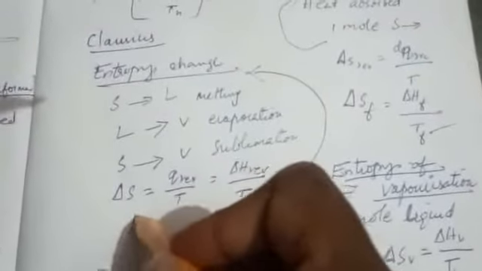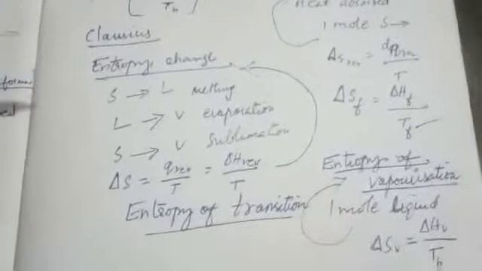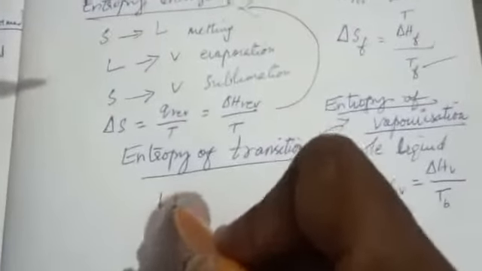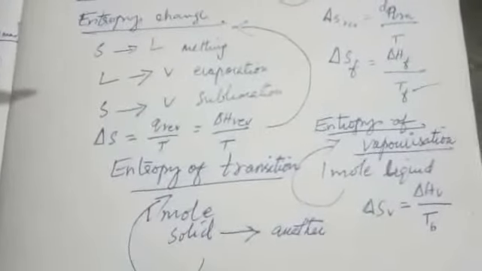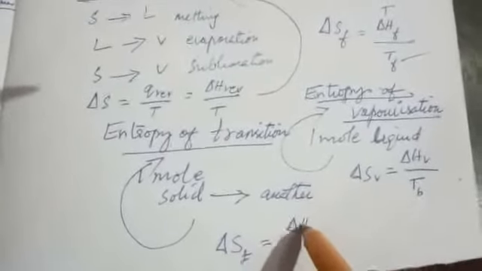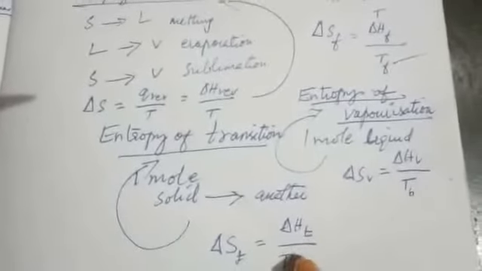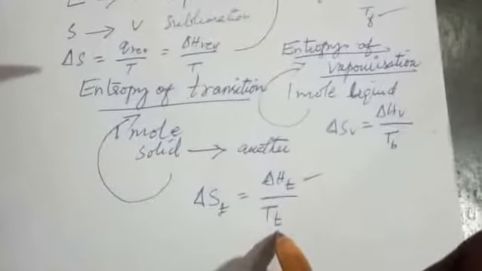Next, entropy of transition. Entropy change when one mole of a solid changes reversibly from one allotropic form to another allotropic form is related to the molar heat of transition. That means delta S t equals delta H t divided by Tt. Delta H t is called the molar heat of transition. Tt is called the transition temperature.